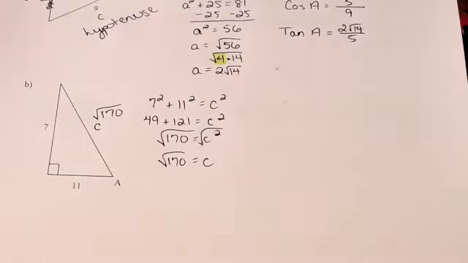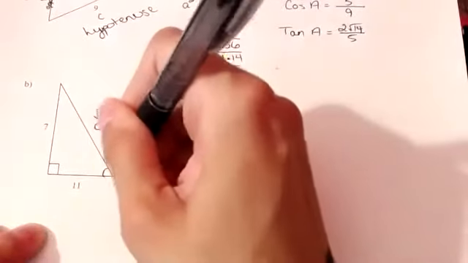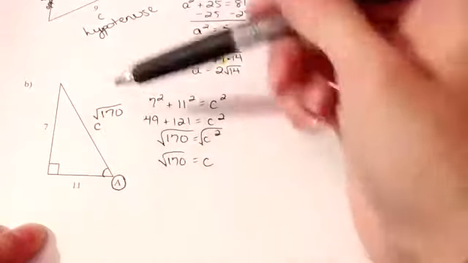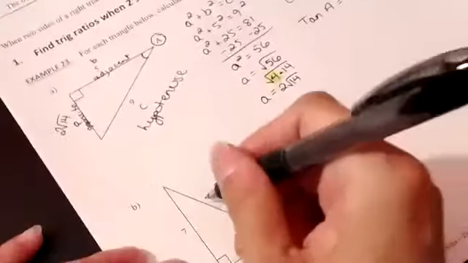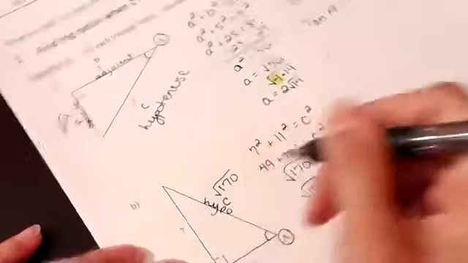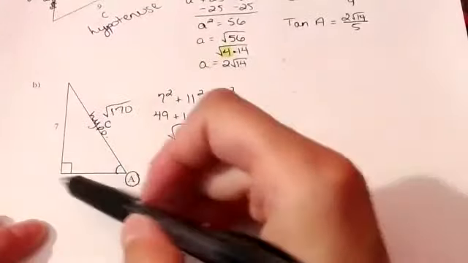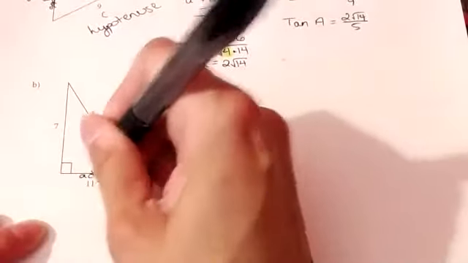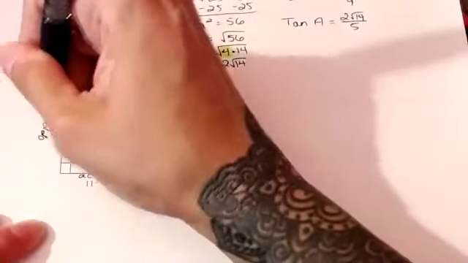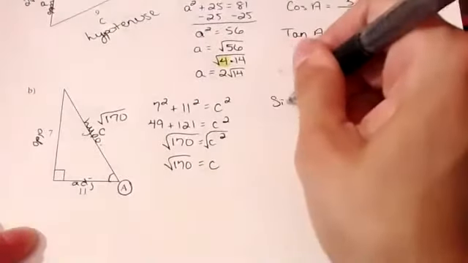I now want to find the sine of A, cosine of A, tangent of A. So we're here at this angle, which means that my side c is the hypotenuse. And because this side also makes angle A, it must also be adjacent. And the side opposite is our 7. So let's fill in the blanks.